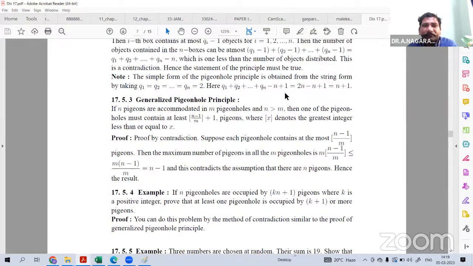Here, for example, the simple form of the pigeonhole principle is obtained by the strong form. Someone asked the doubt, no?